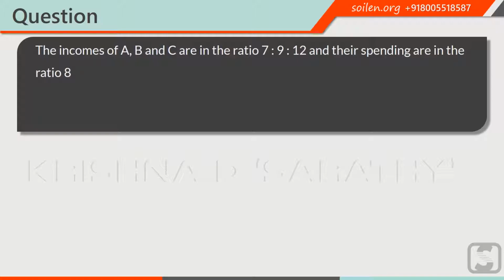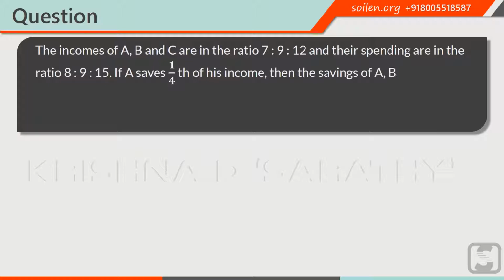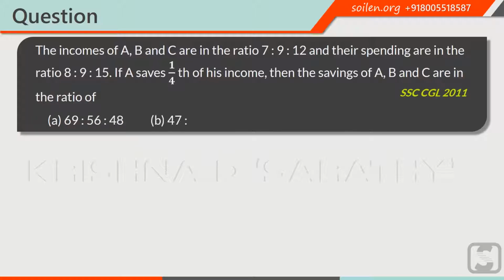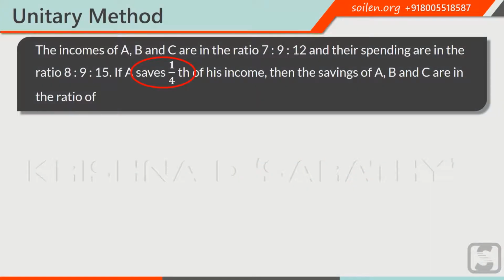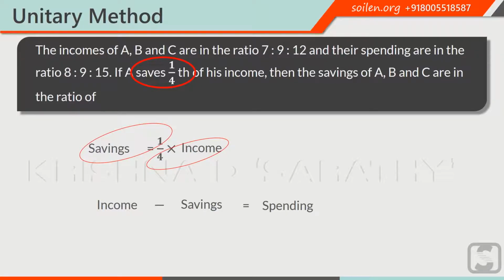The incomes of A, B, and C are in the ratio 7:9:12 and their spending are in the ratio 8:9:15. If A saves 1/4 of his income, then the savings of A, B and C are in the ratio of... A saves 1/4 of his income. This is a very important point. It means, if income is 4 then savings is 1, and spending is 4 minus 1 equals 3.